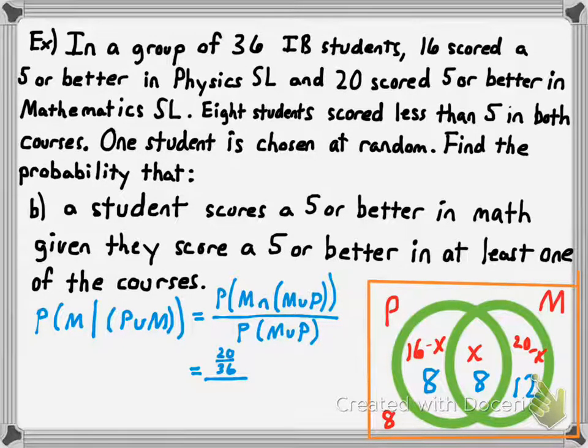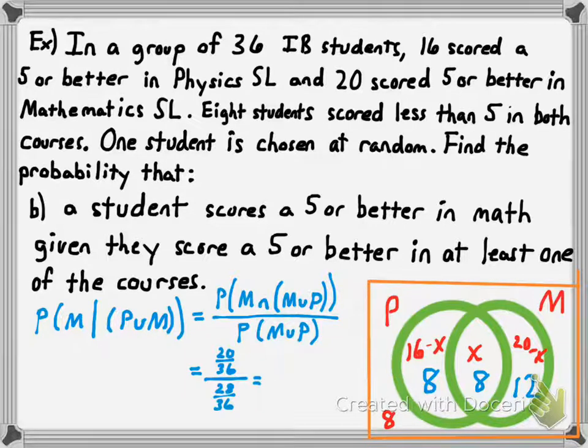Okay, then what is the probability that either M or P occurs? Well, the probability that somebody scores a 5 or better in either math or physics would be based on these three groups right there. 8 plus 8 plus 12, that's 28 out of 36 kids that did at least one of those things.